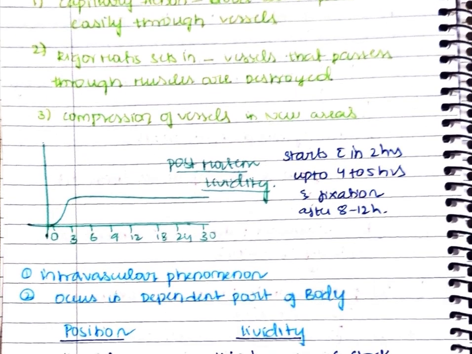So this is the graph. The staining starts within 2 hours and it follows till 4 hours. It gets completed in 5 to 6 hours, and the fixation occurs at 8 to 12 hours, and it will be constant after the fixation.